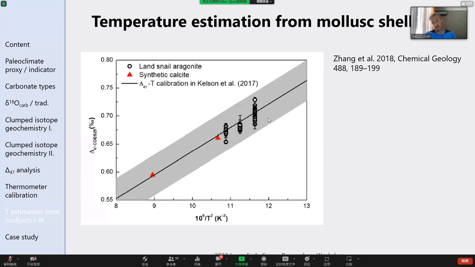In 2018, Zhang et al. published some results from laboratory experiments. So they actually didn't follow the previous approaches that used the natural populations of different land snails, but they kept these land snails at known temperatures in the laboratory.